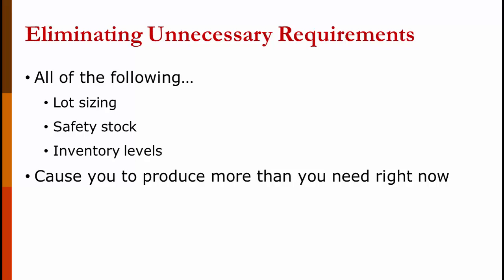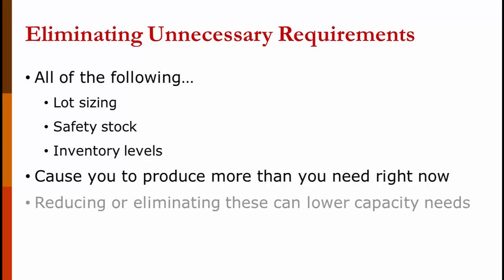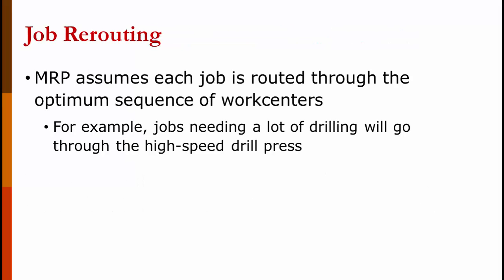In regards to eliminating unnecessary requirements, you may think, well, how can we have unnecessary requirements? Well, we could have lot sizing, making more than we need right now because it's more efficient. We could have safety stock, and we could be adjusting our inventory levels. Those are all things that could make sense, but if they're causing a work center to be overworked, then perhaps we should either cut back on it or wait until another period. Reducing or eliminating lot sizing, safety stock, inventory levels, and other unnecessary requirements can lower our capacity requirements right now when we don't have enough.